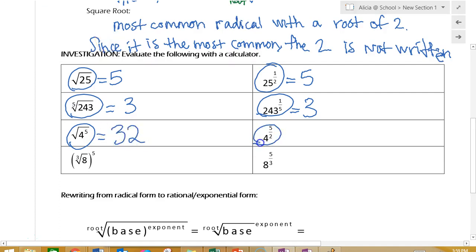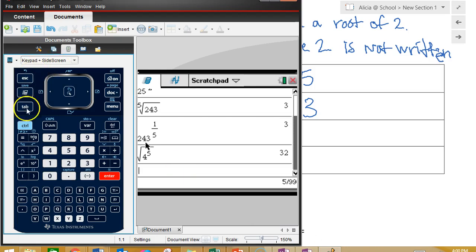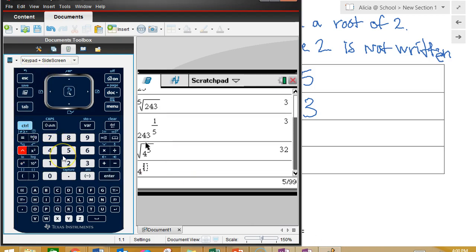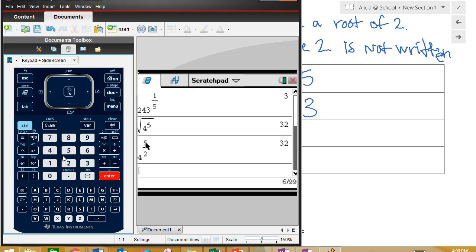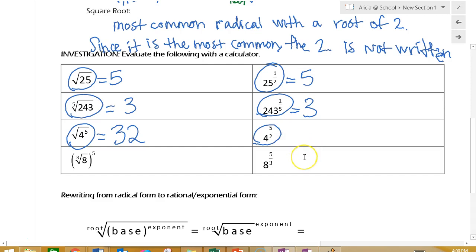Over here in this next example, I'm going to take 4 and I'm going to raise that to the 5 halves. 4 raised to 5 halves, which is also 32. Right, so you're kind of seeing the pattern here.